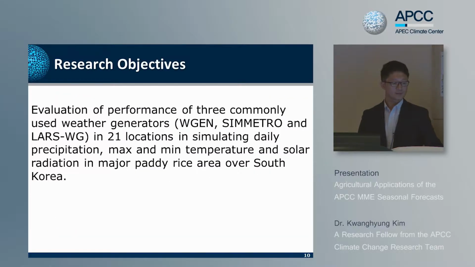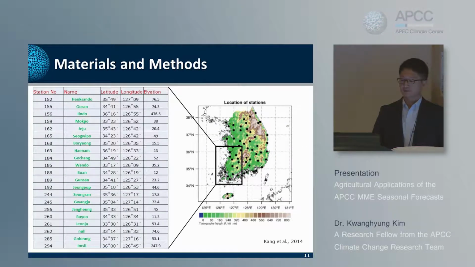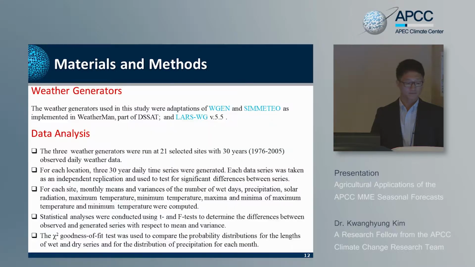The spell length approach is represented by LARS-WG. So the research objective here was to evaluate the performance of three weather generators called WGEN, SIMMETEO, and LARS-WG. We analyzed 21 stations for daily precipitation, max and min temperature, and solar radiation over South Korea. This figure shows the locations and elevations of weather stations from which the historical weather data were collected. There are 21 weather stations located in major paddy rice cultivation areas.